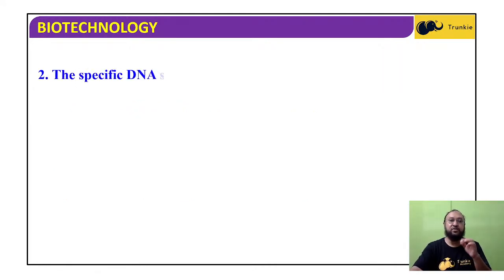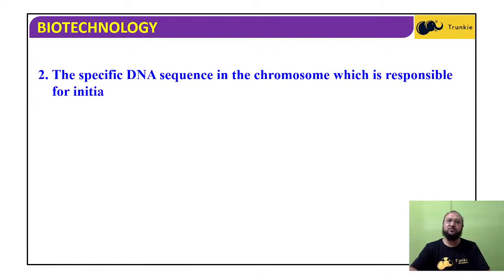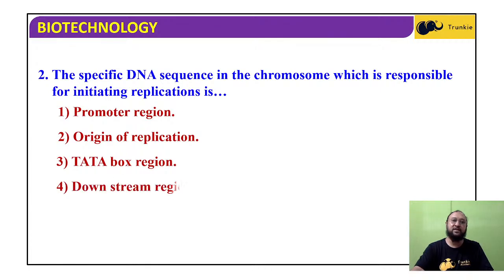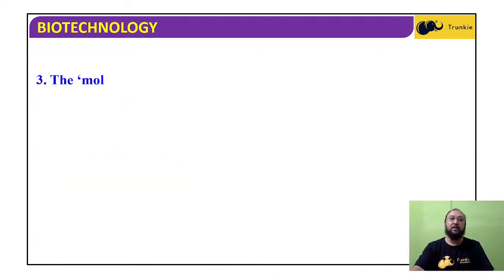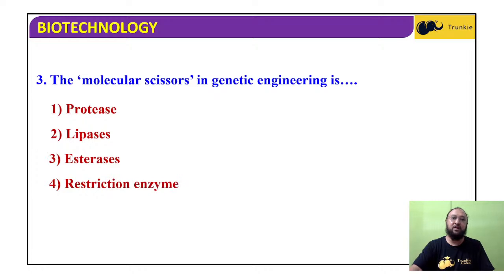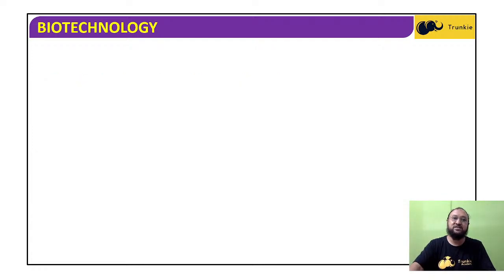Now, number 2: the specific DNA sequence in the chromosome which is responsible for initiating replication is the promoter, the origin of replication, the Tata box region, or the downstream region. It is the origin of replication, where the replication begins. The third: the molecular scissors in genetic engineering are the proteases, the lipases, the esterases, or the restriction enzyme. It is the restriction enzyme, that is, the restriction endonucleases.